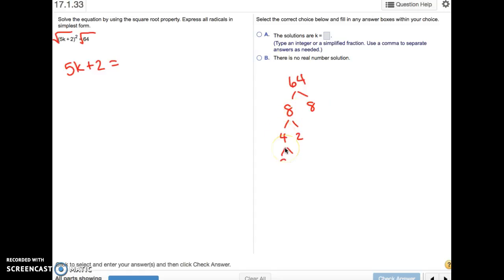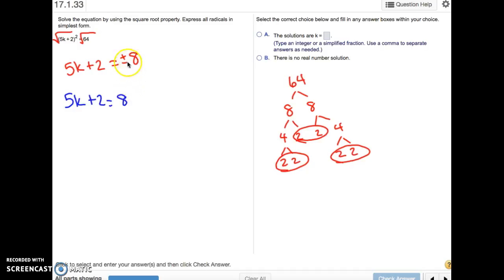4 and 2, 2 and 2, 2 and 4, which is 2 and 2, and I have 1, 2, 3 groups of 2, so I take 2 times 2 times 2, which is 8. So there's my square root, nothing left over on the inside, and I need positive and negative. So what I'm going to do, since this works out to be a nice neat number, I'm going to break it up into two problems. 5k plus 2 equals 8, and then 5k plus 2 equals negative 8.